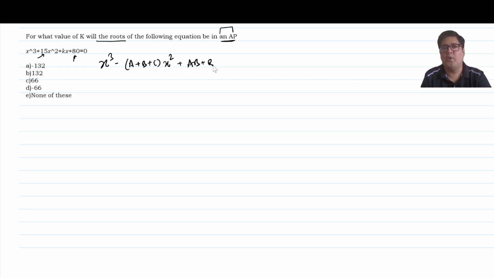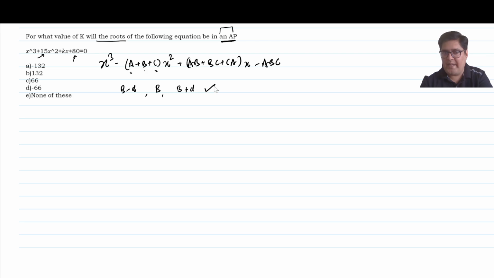This is how a cubic equation looks when the roots are A, B, and C. Furthermore, we are told the roots themselves are in an AP. When 3 terms are in an AP, or 5 terms, or 7 terms, we start with a central value. If I say B is the central term, the next term should be B plus common difference, and the previous term should be B minus common difference.